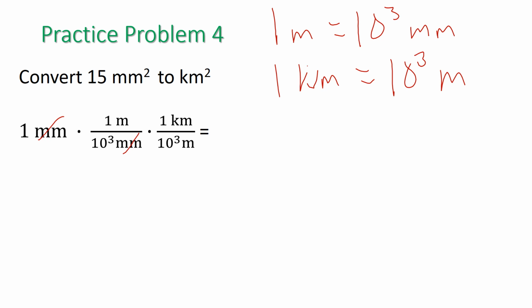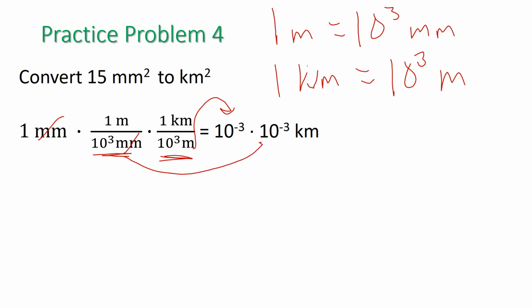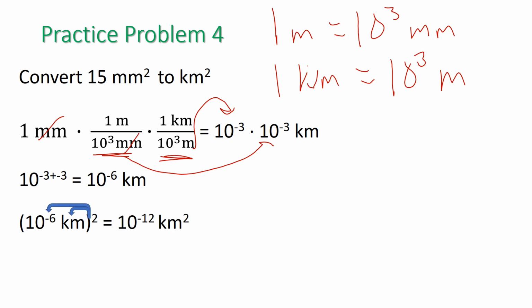So this gives me an answer of 10 to the minus 3 times 10 to the minus 3 kilometers. Why is it negative? Because these 10 to the third are in the denominators. So if I bring it up like this, I need to negate. So 10 to the negative 3 times 10 to the negative 3 kilometers, that is 10 to the minus 6 kilometers. What do I do with this? I'm trying to go into square units. So let's see, can you do this for yourself? Square it, and we get 10 to the minus 12 kilometers squared, but we're not done.